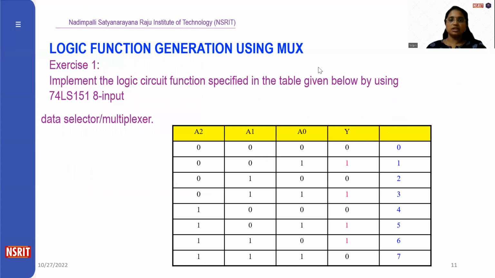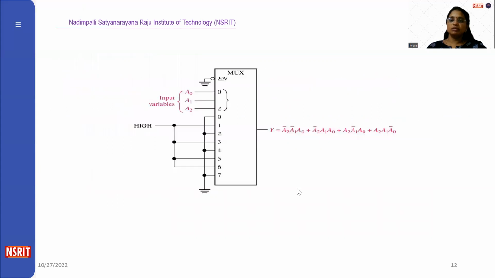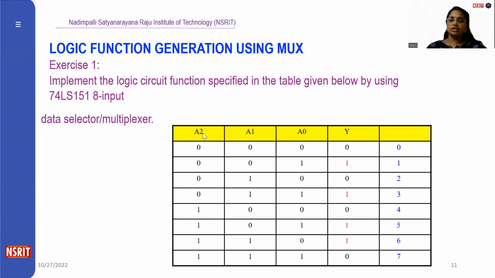The logic function generation using a multiplexer. Let us see one example. Implement the logic function specified in the table given below. Here the function has 3 inputs, A2, A1, A0. The output is Y. This is the output of this function. So the selection lines are A2, A1, A0.